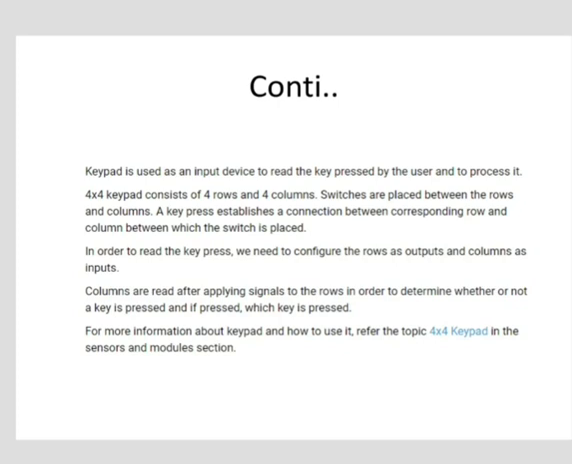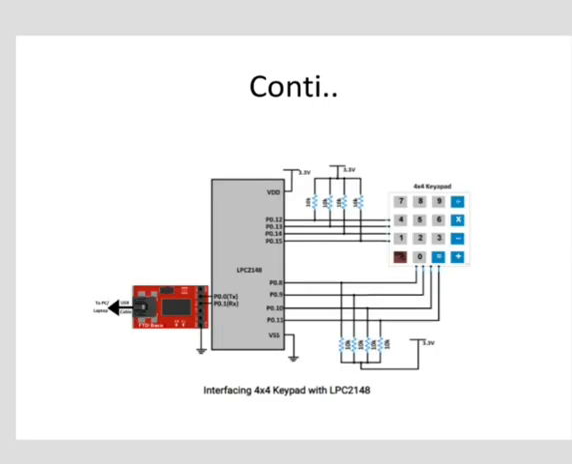In order to read the key press, we need to configure the rows as output and the columns as input. The columns are read after applying a signal to the row in order to determine whether or not a key is pressed, and if pressed, which key is pressed. For more information about keypad and how to use it, we have a 4x4 keypad in the sensor and module section. So this diagram shows interfacing the 4x4 keypad with LPC2148.